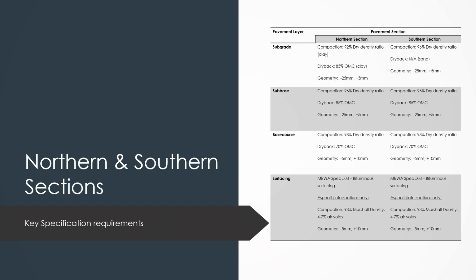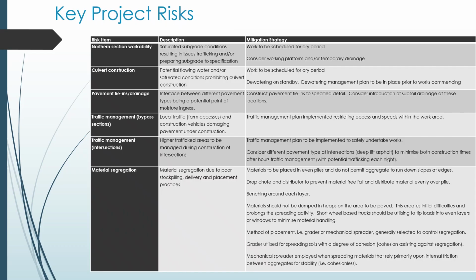Now, the key risks for the project are shown in the below table. So going over that, we have the workability of the northern section, obviously being in a low-lying area that's saturated. Subgrade conditions might be an issue for trafficking with construction vehicles and the preparation of the subgrade. So the mitigation strategies around that will be scheduling the works for a dry period, potentially considering a working platform and or temporary drainage throughout those sections.